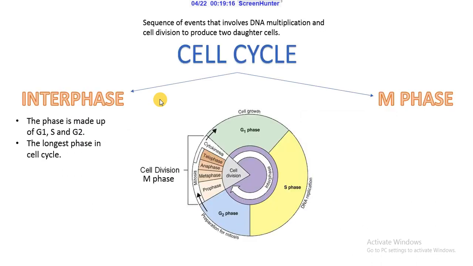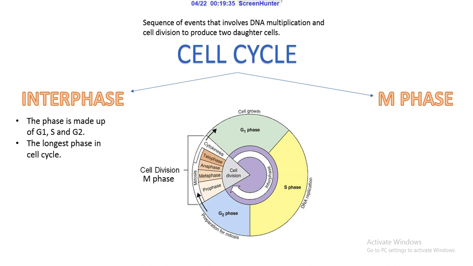So the sequence of events that involves DNA multiplication and cell division to produce two daughter cells, that is the aim of the cell cycle. It will produce two daughter cells through a series of DNA multiplication and cell division.